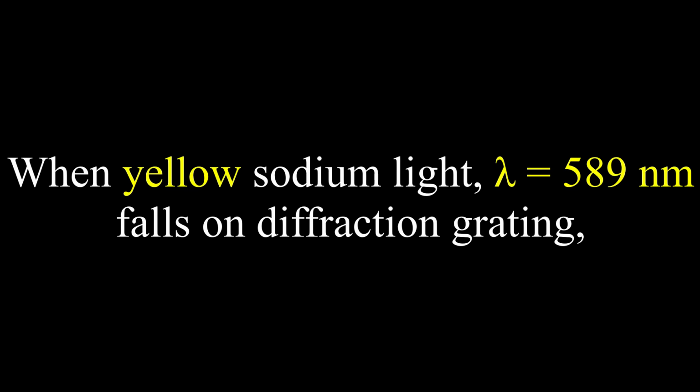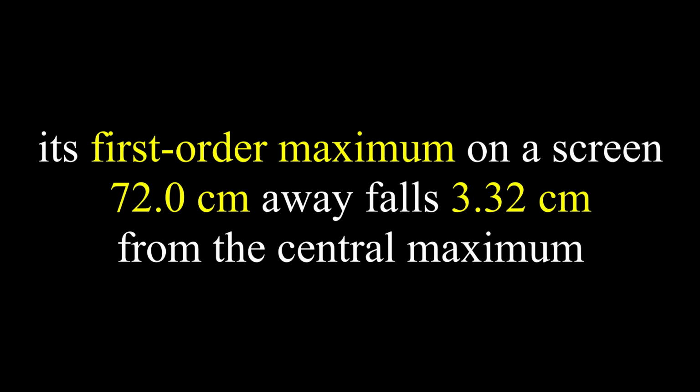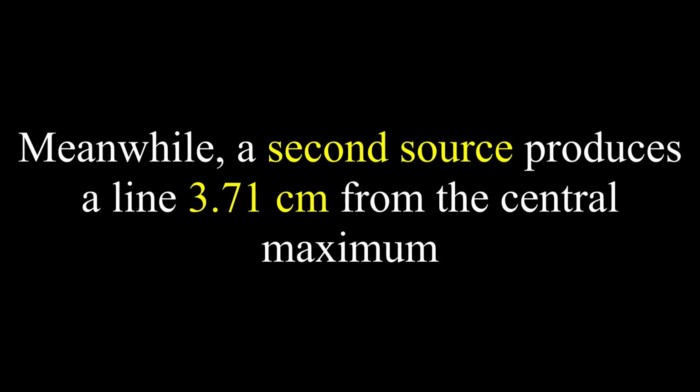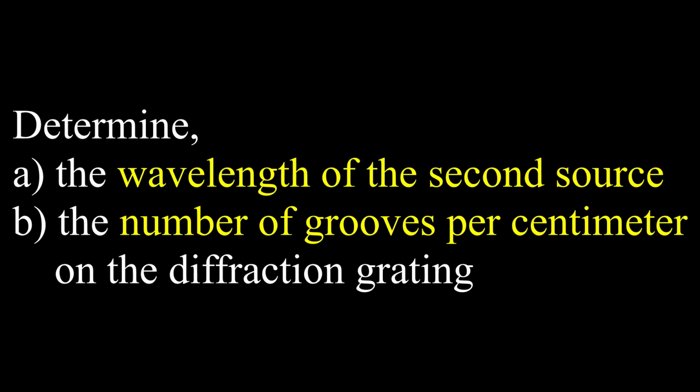When yellow sodium light with a wavelength of 589 nanometer falls on a diffraction grating, its first order maximum on a screen which is 72 cm away falls 3.32 cm from the central maximum. Meanwhile, a second source produces a line of 3.71 cm from the central maximum. First, determine the wavelength of the second source, and second, determine the number of grooves per centimeter on the diffraction grating.